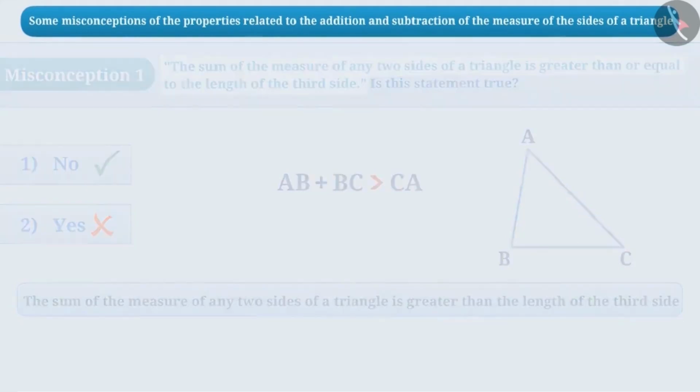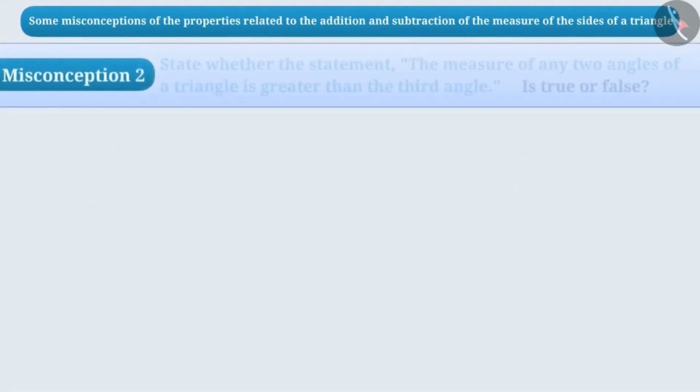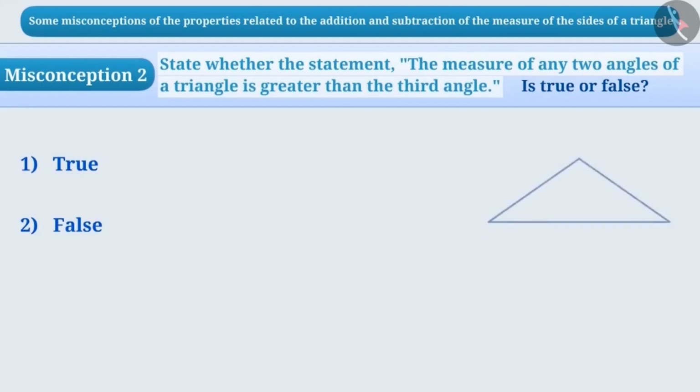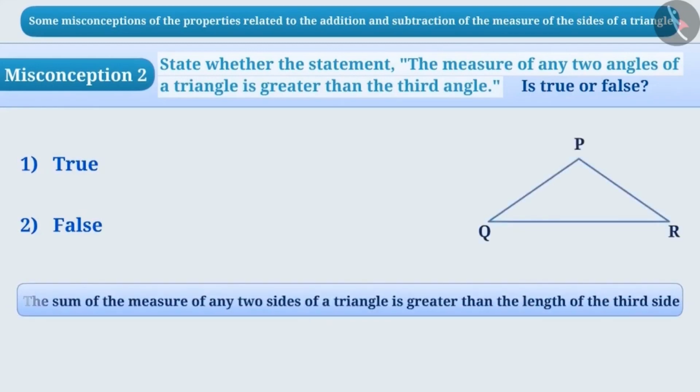Misconception 2. State whether the statement, the measure of any two angles of a triangle is greater than the third angle, is true or false. Some children think that this statement is true. Children know that the sum of the measure of any two sides of a triangle is greater than the length of the third side.